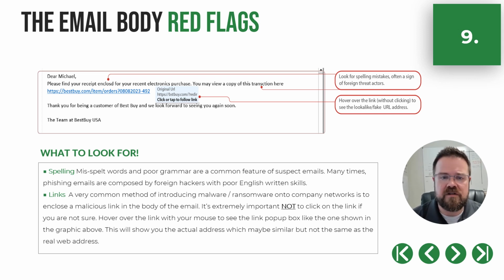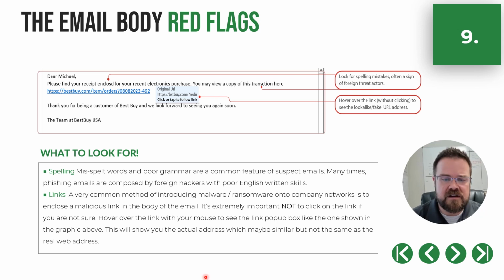Links are another very common method of introducing malware and ransomware onto a company network, and it is very easy to enclose a malicious link in the body of an email. It is extremely important not to click on these links, especially if you are not sure. Hover over the link with your mouse to see the link pop up in a box like the one shown in the graphic above. This will show you the actual address that the website is going to, which may be similar but not the same as a real website address.